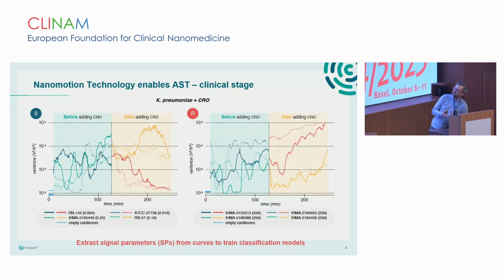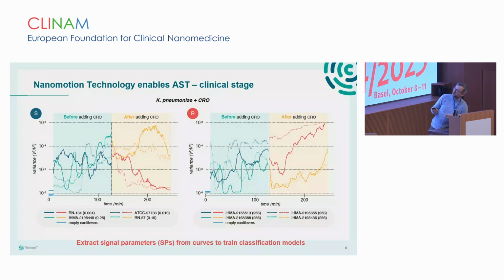So what we do, we come from a blood culture, we attach these bacteria on the cantilevers. It's a very fast process. We measure vibrations first just in media, and then we add a cephalosporin or a fluoroquinolone. These are the antibiotic classes we have in the study right now. CRO is a cephalosporin, ceftriaxone, very often used, especially here in Switzerland, as a first empirical drug.